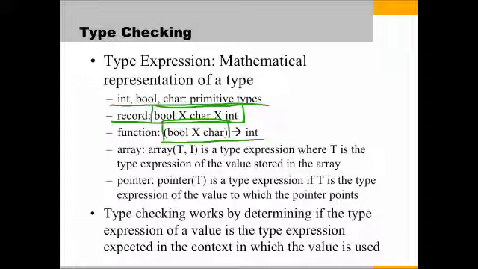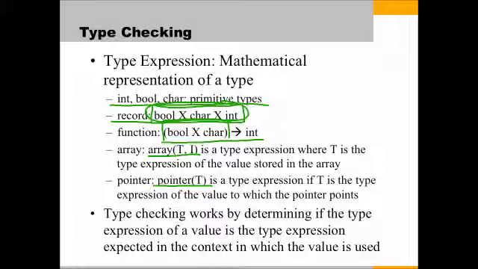It takes a bool and a char, and again we're representing it as a Cartesian product, and it's being mapped to an int. Here we have an array, and it's a type constructor that when applied to something of type T and an index value of type integer is going to yield a value of type T. And then a pointer is another type of expression, and we represent it as you see there as pointer T. So what type checking does in an abstract sense is it reduces each expression to some kind of mathematical expression like you see here, and then it makes sure that the type expressions are compatible.